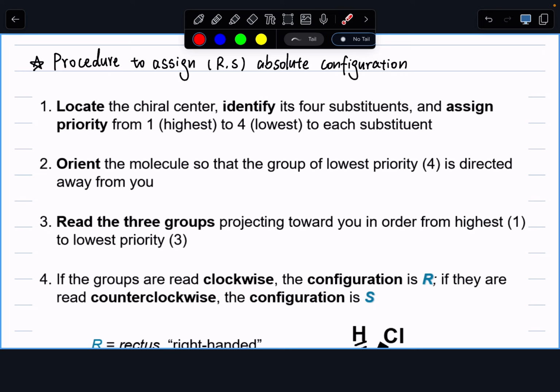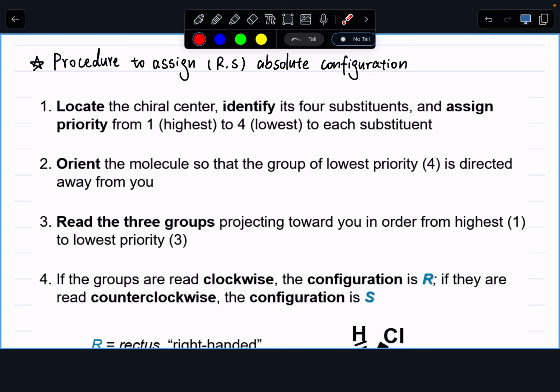And orient the molecule so that the group of the lowest priority is directed away from you. So for example, in this case, I want to rotate my molecule so that my hydrogen is dashed. All right. So if we look at this plane, constructed by my nitrogen, carbon, carbon, carbon, my oxygen is wedged out, my hydrogen is dashed in. And then you can read the groups projecting towards you in the order from high to low priority. If the groups read clockwise, it's R. If they're counterclockwise, it's S.